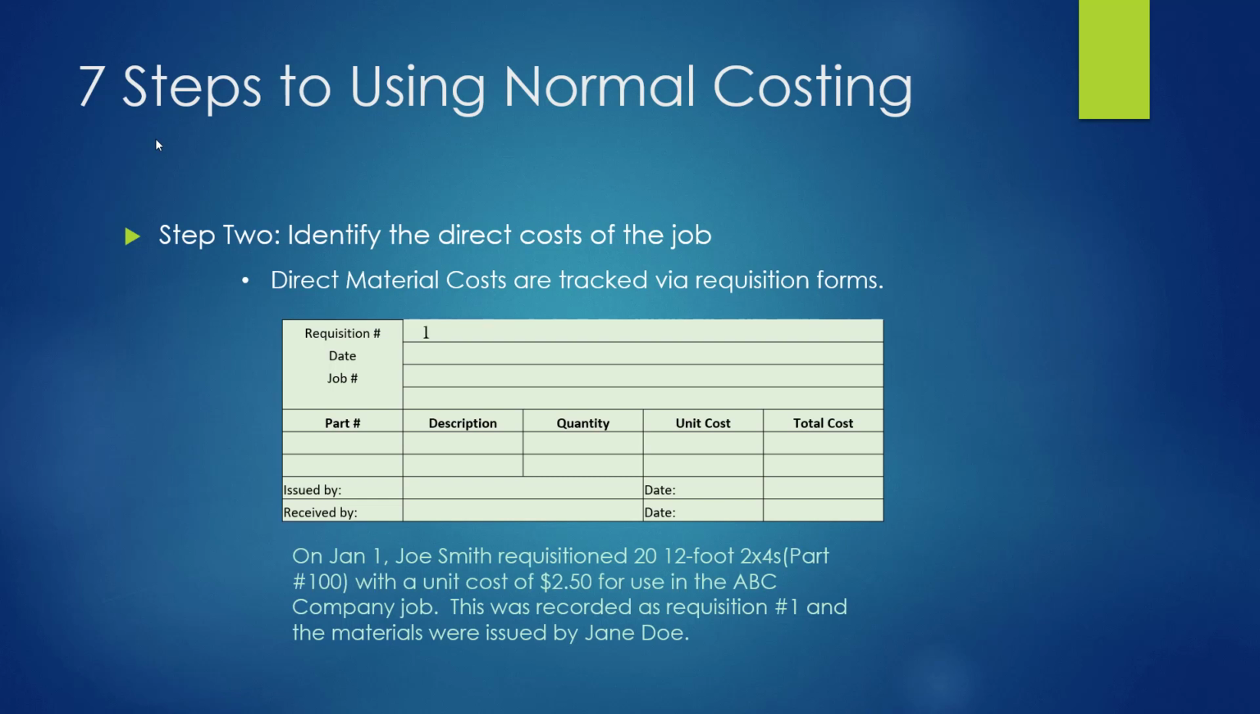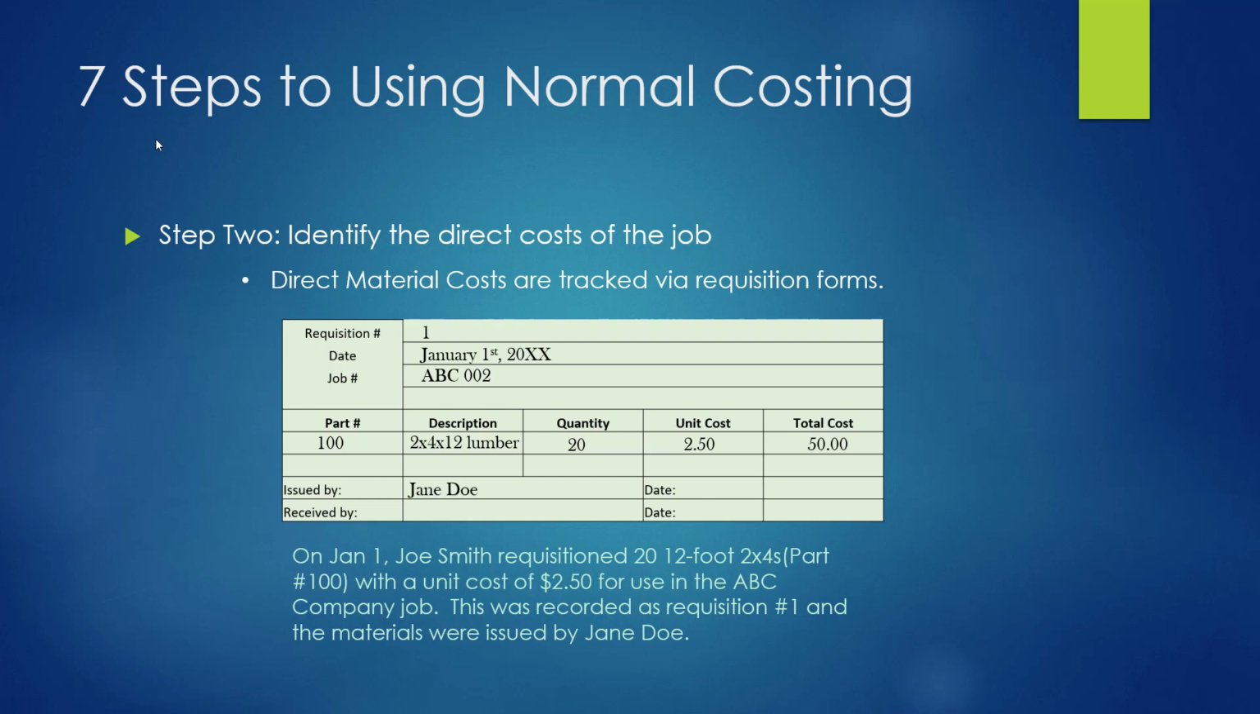This is requisition number 1. It is occurring on January 1st of 20XX, and this is being requisitioned for that ABC company job building that shed, which is ABC002. What is being requisitioned? Part number 100, which is 2x4x12 lumber, and the quantity being requisitioned is 20. Those 20 12-foot 2x4s originally cost Wilson Brothers $2.50 apiece to acquire, which means the total cost basis of the materials being requisitioned for production in job ABC002, 20 times 2.50, is $50.